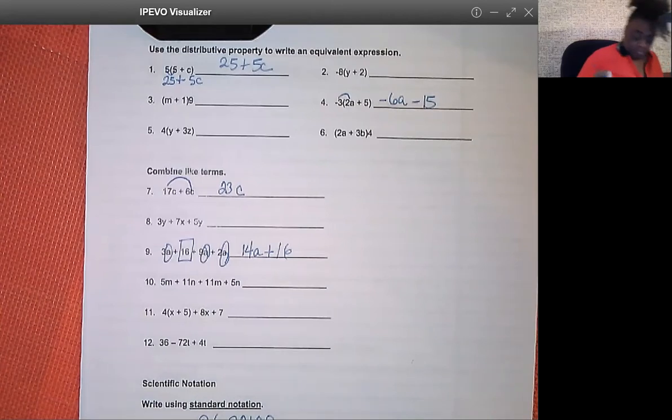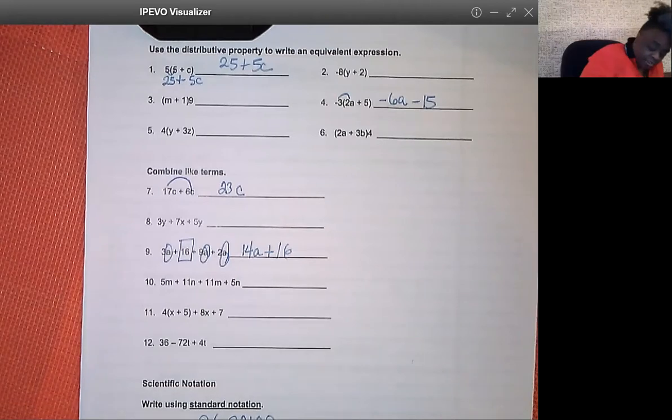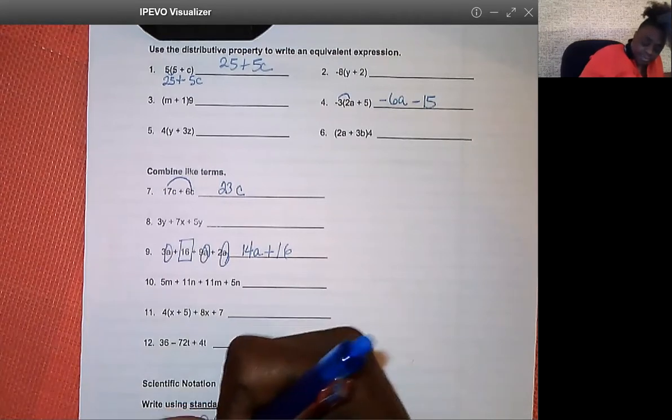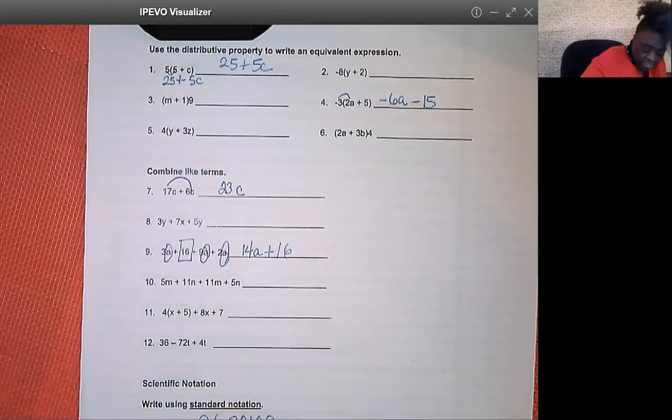So now they're asking us to write using scientific notation. Remember, we said the rule was that your first number had to be between 1 and 10. So we're going to start out with 6. And then we add our decimal, 8, 1. We have our multiplication sign with a 10. And we have 1, 2, 3, 4, 5, 6. So it's 6 numbers afterwards, so you would just add that 6 there. And that's it. Very simple.